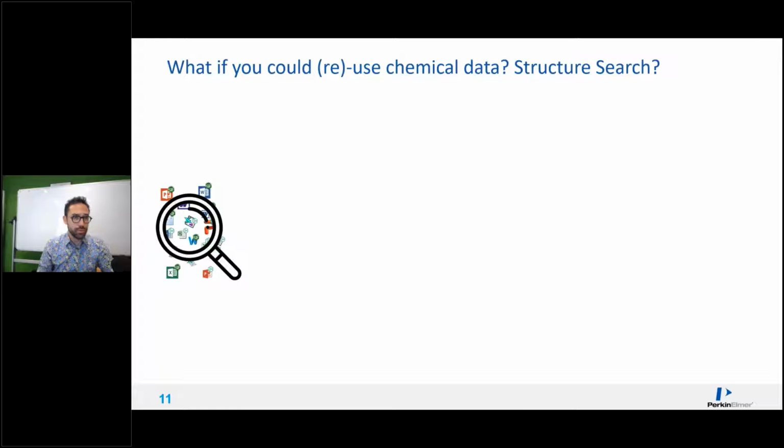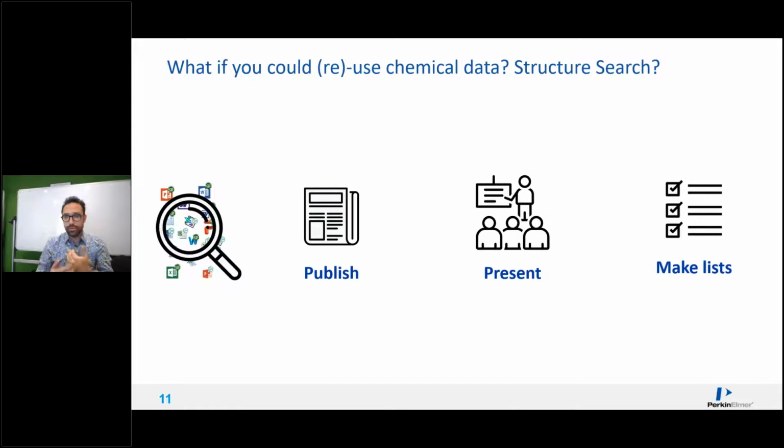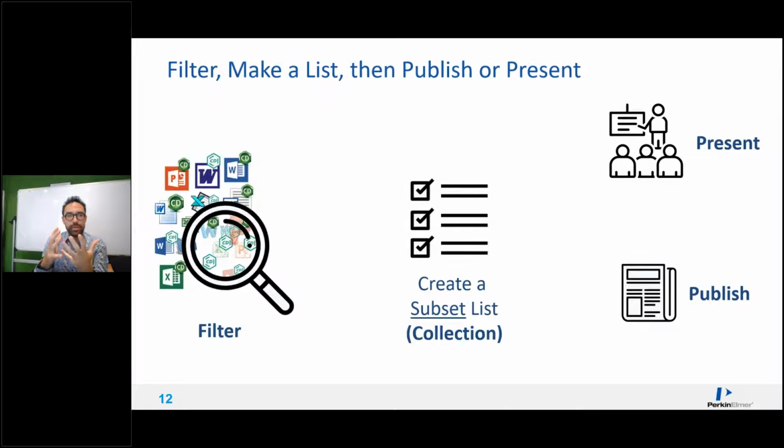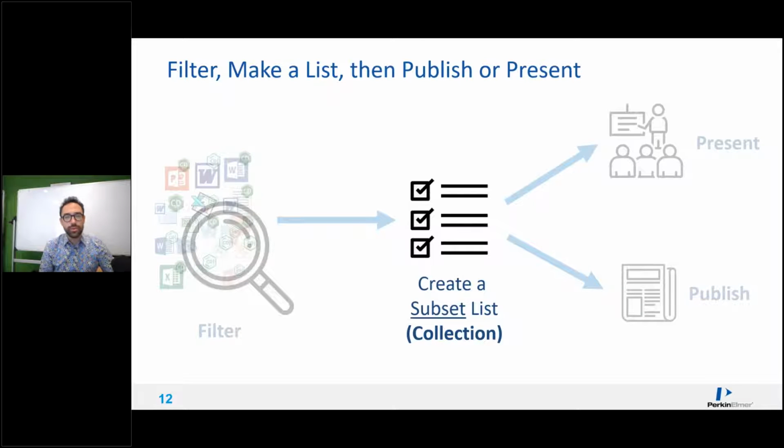What if you could do structure searching and find the right thing, so you can more easily publish papers, publish patents, present lab meeting presentations, present at a conference, or make lists of compounds, which is not what a chemist has to do. If you think about the workflow, it's really more from a large amount of structures. You're going to want to make a subset list of either molecules or reactions, which you are then going to present or publish.